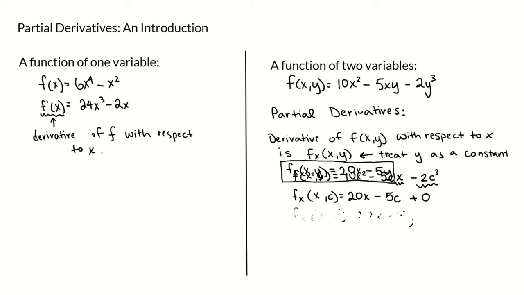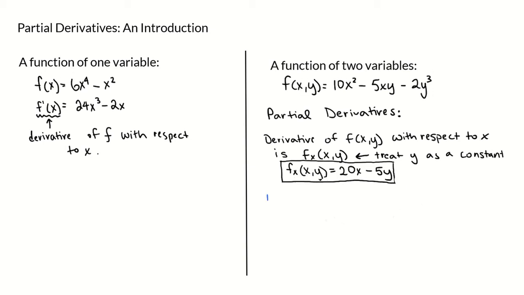So for this function, there will be a second derivative, a second partial derivative, which is going to be the derivative of f of x y with respect to y. And we're going to denote it f sub y of x y. And to calculate this, we're going to take a derivative, but we're going to this time treat x as a constant.